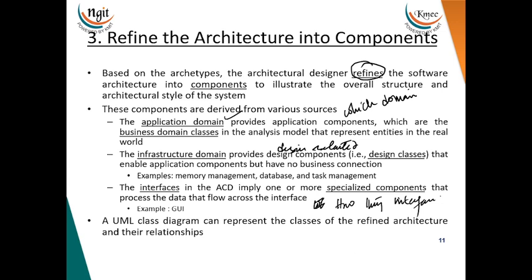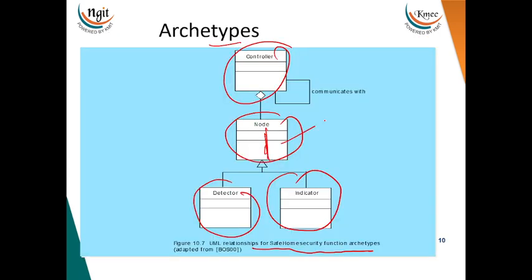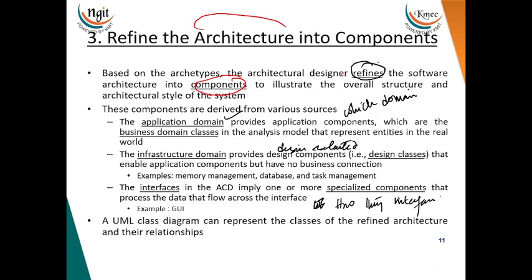Now let's move on to the next one: refine the architecture into components. Based on the archetypes, the architectural design refines the software into components. What are the components? Different types. This is one component, this is one component, and so on. Based on that, it will define the overall structure. These components are derived from various sources. The application domain provides application components, the business domain provides business components, and the infrastructure domain provides design components related to it.